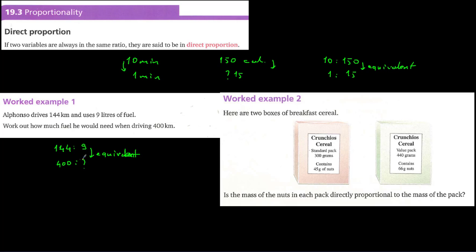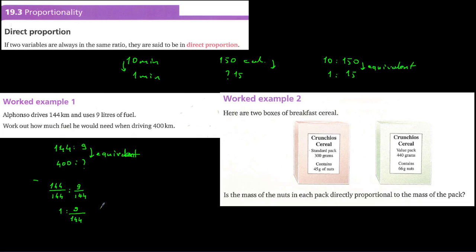For finding the common number, sometimes it is not easy. That's why I'm going to use this method. First, I'm going to find the unitary ratio, which is 144 divided by 144 and 9 over 144. This is the unitary ratio, 1 to 9 over 144.